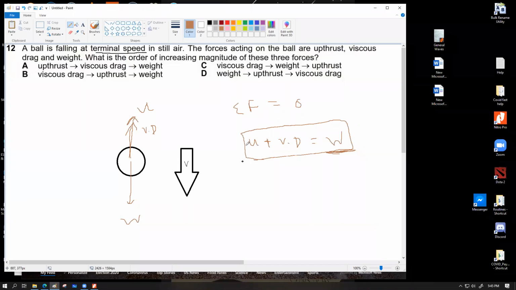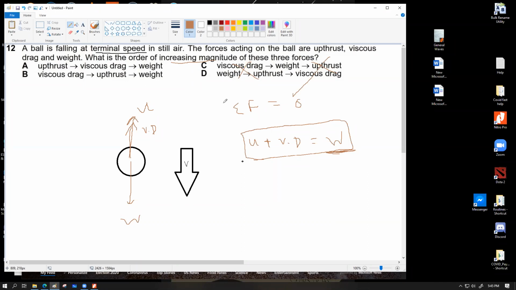And since this is the scenario, the question is asking us what is the order of increasing magnitude of these three forces. Increasing magnitude means you're going to start from the smallest, then bigger, and then bigger. So the biggest force has to be weight, which means these two are out of question. C and D are not our preferable choice because weight is over here. Now the question is, between upthrust and viscous drag, which one is supposed to be the bigger force?